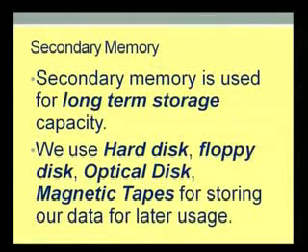Now we will see secondary memory. So what is a secondary memory? Secondary memory is used for long-term storage capacity. As we have seen earlier, we store the data either temporarily or permanently. When the permanent part comes, we use secondary memory, which provides long-term storage that we can rely on. In secondary memory we use hard disks, floppy disks, optical disks, and magnetic tapes for storing our data for later usage.